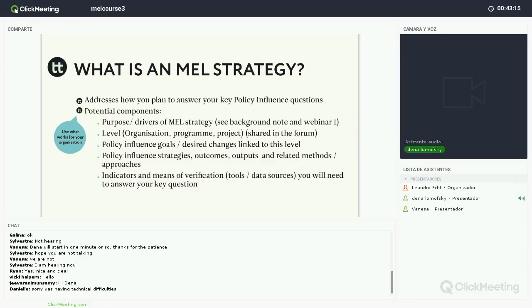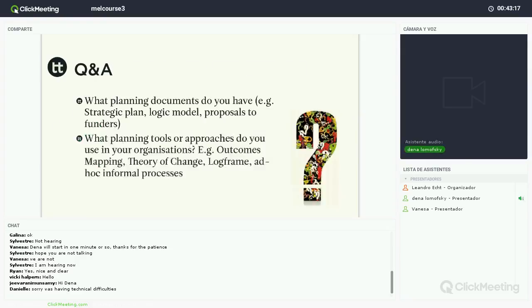So before we go into some examples of how you do that, I'd like to ask you to think about how your organization does planning. What are some of the planning documents that you have, that you could share in the forum? Do you have a strategic plan? Do you have a logic model? Do you have a theory of change? Do you maybe only have proposals to funders, and that's where your theories of change, your pathways to change sit?